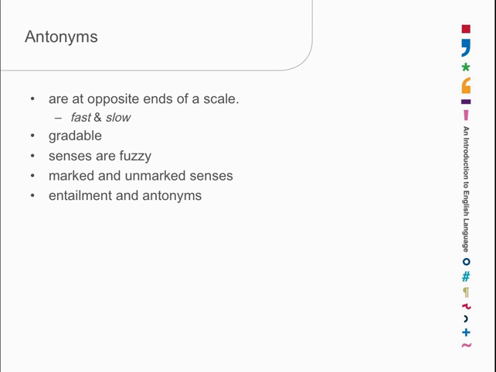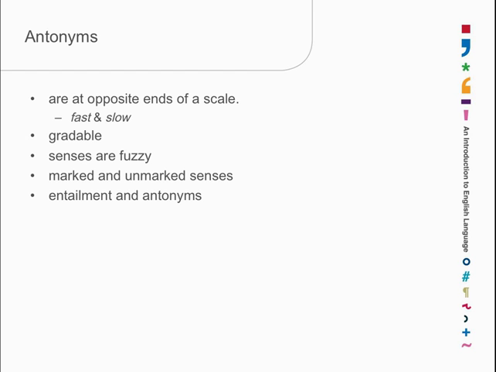What about entailment and antonyms? We looked at entailments last time for synonyms and showed that the entailment works both ways. If something is fast, then it follows that it is not slow. A fast car is not a slow car. What about a slow car? Well, it's not a fast car. Right, so we have again a reversible entailment, this time with a negative in front of it.